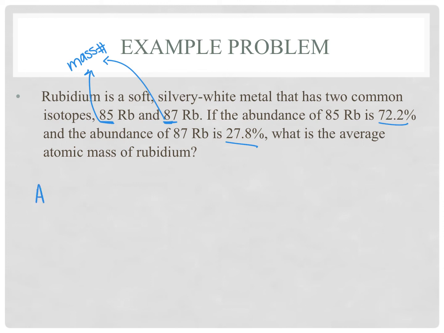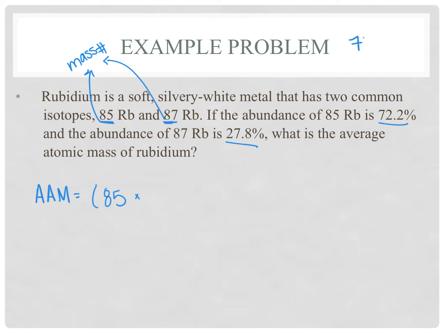Okay, I'm just going to abbreviate down here. Average atomic mass. We're going to take the mass of our first isotope. So I'm going to take 85 as my first one. And what's the percent abundance of the 85 isotope? Okay, 72.2. What do you have to do with this percent, though? You've got to convert it to a decimal. So that's what we just talked about on the previous slide.